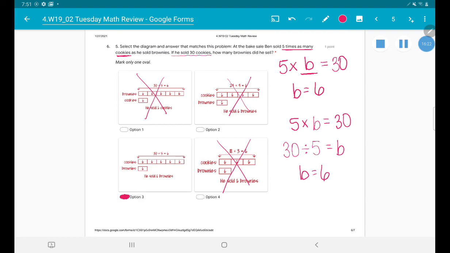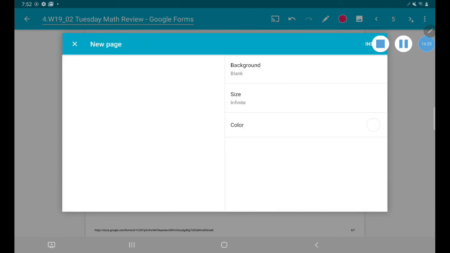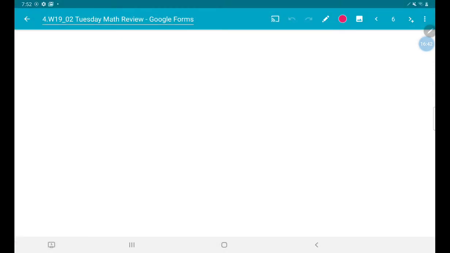Let's go ahead and work that first problem together from your multiplication practice, just to have a refresher on what to do. I'm going to add another slide here. All right, so the first question is 478 times 6.